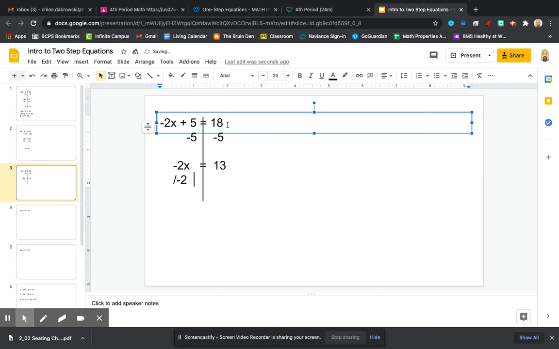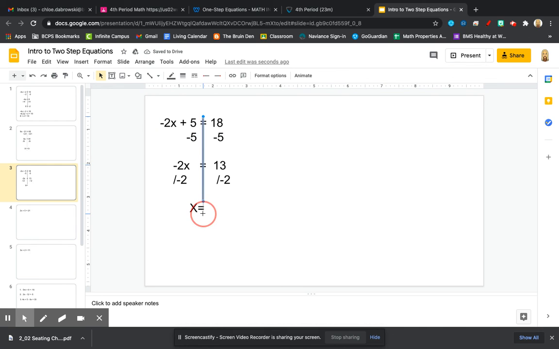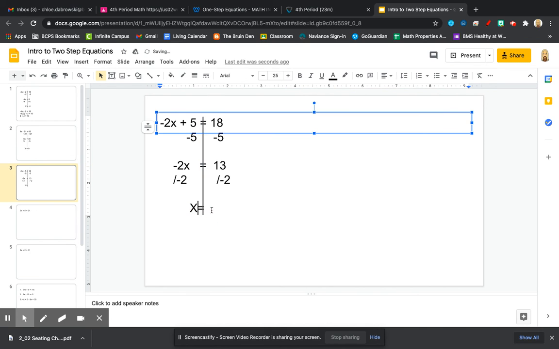Divide this side by negative 2. We also want to divide this side by negative 2. I will show you the two options that we will see when we are solving for x. The very first option is that we would just leave this as a fraction. We would say it's negative 13 over 2. Or we would change that into a decimal and say this is negative 6.5.